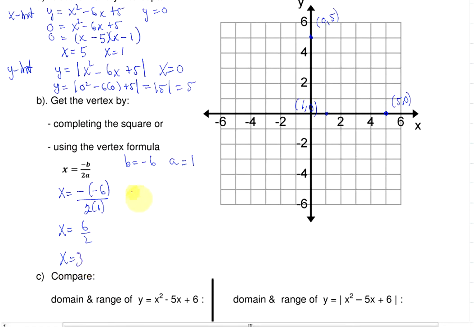Okay, and to get our y-coordinate for our vertex, we want to plug that into our quadratic function. So we're going to go 3 squared minus 6 times 3 plus 5. Do the math and you get that y is negative 4. So our vertex is at 3 and negative 4. Okay, so let's go to the graph. 3 and negative 4.